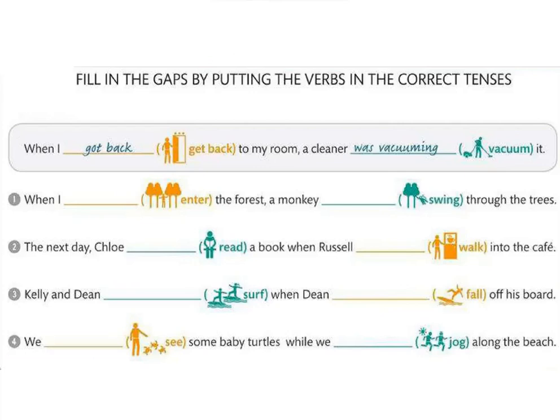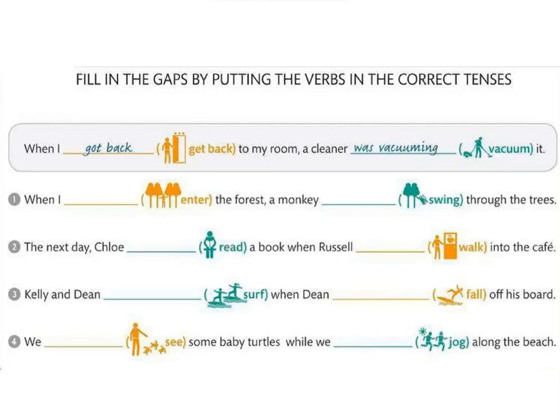Let's do this exercise here. Fill in the gaps by putting the verbs in the correct tenses. When I got back to my room, it's the past of get back, when I returned to my home, a cleaner was vacuuming it. To vacuum a place means you clean it with the vacuum cleaner and remove the dust. So, always in these sentences we have a long action in blue and we have a short action in orange.